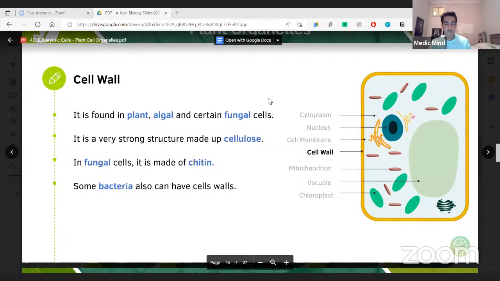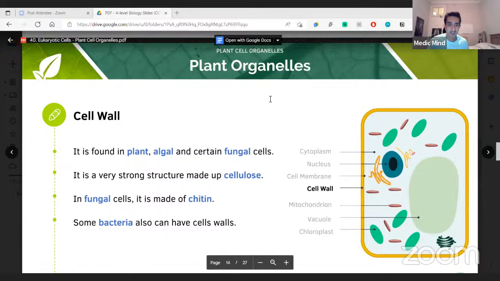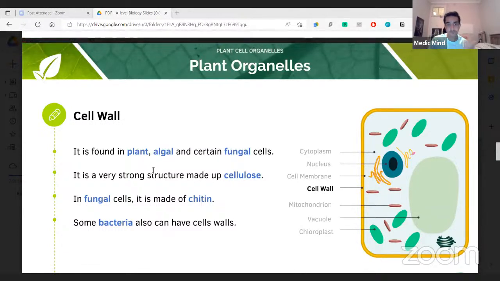Cell walls. So cell walls are found in, yes, good question, Kartika. Yes, lysosomes are involved in apoptosis. They're also involved in necrosis. So they're involved in both programmed and unprogrammed cell death, but that's kind of their entire function.